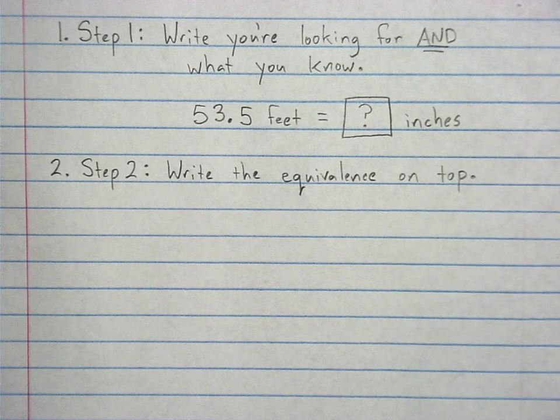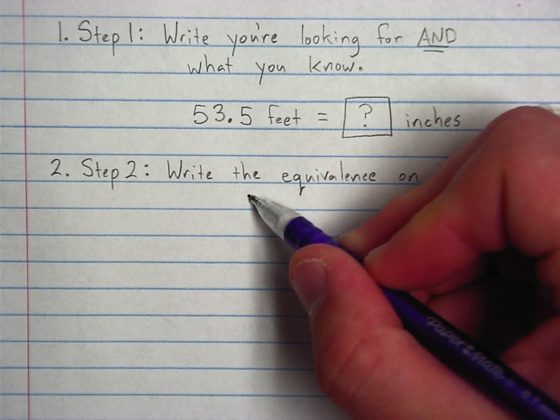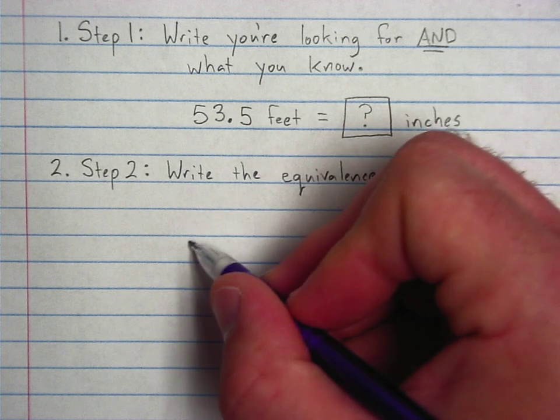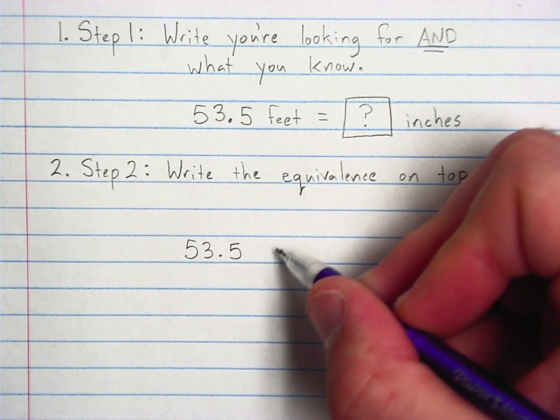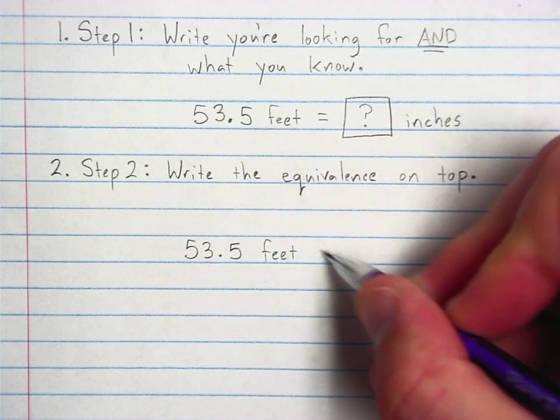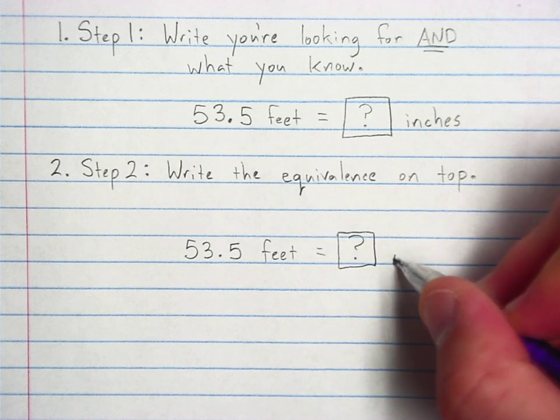Now, what on earth does that mean? Okay. Go ahead and skip 2 lines, 1, 2. Copy what we have from above. 53 and 5/10 feet equals however many inches. We don't know yet. Okay.